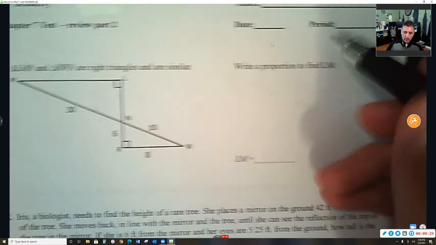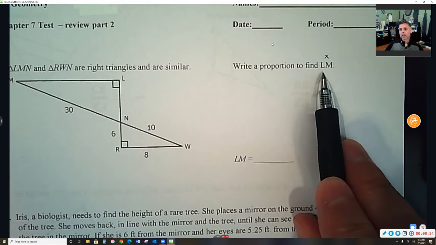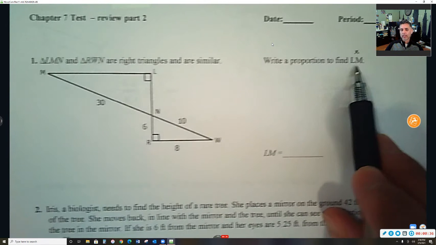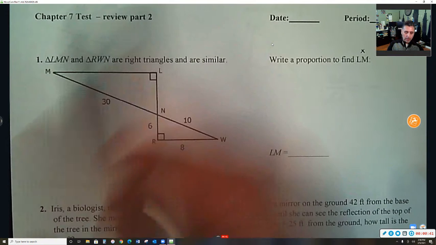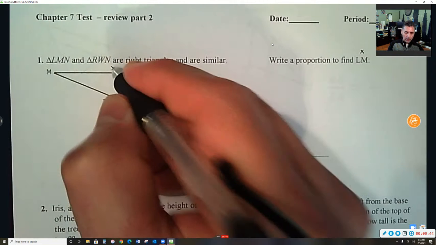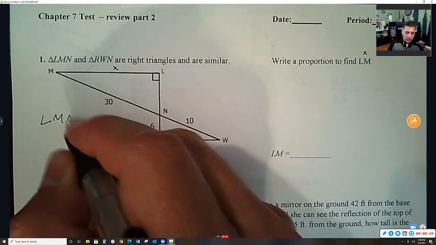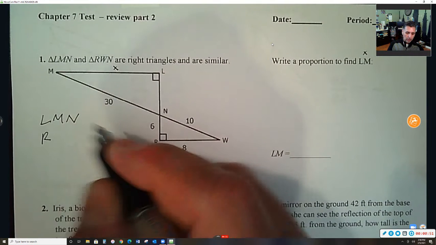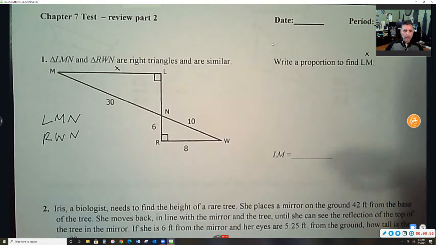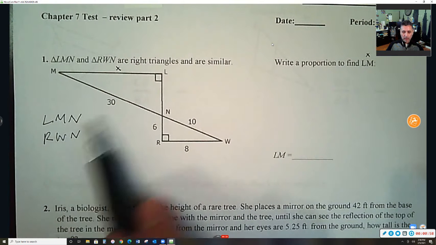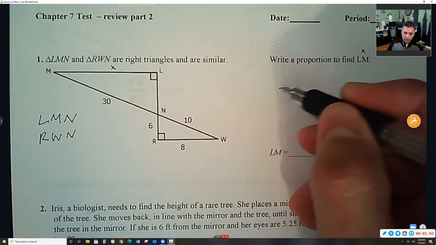Now over here on my triangle, I'm going to use X to represent that side length. So right now LM is this length here. That's where I'm going to put my X, because that's what we're looking for. And the two triangles are LMN and RWN. Now again, I like to write it this way because then I could find the corresponding sides. So LM, let's do the proportion.